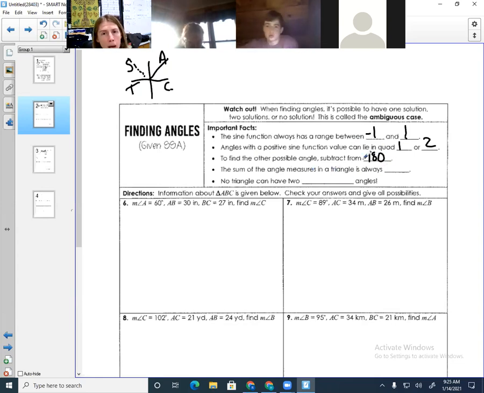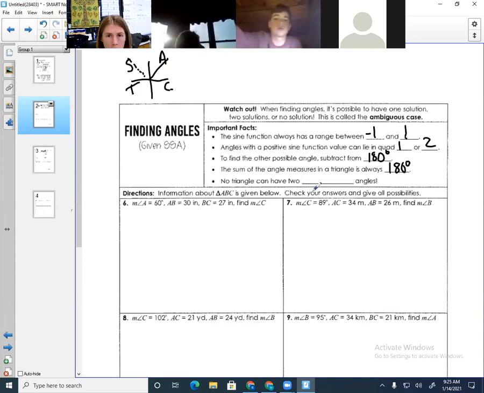And a good reminder, you guys, I know you know this, but a lot of times we forget about this. The sum of the angle measures in triangles always needs to be 180. Can it be higher than 180? No. Okay. And then just a reminder, no triangle could have two obtuse angles. Remember, obtuse is over 90. So if I had like 91 and 91, that's a 182. That's bigger than 180. So that's why you can't have that. So just things that you need to remember as you're doing your homework.